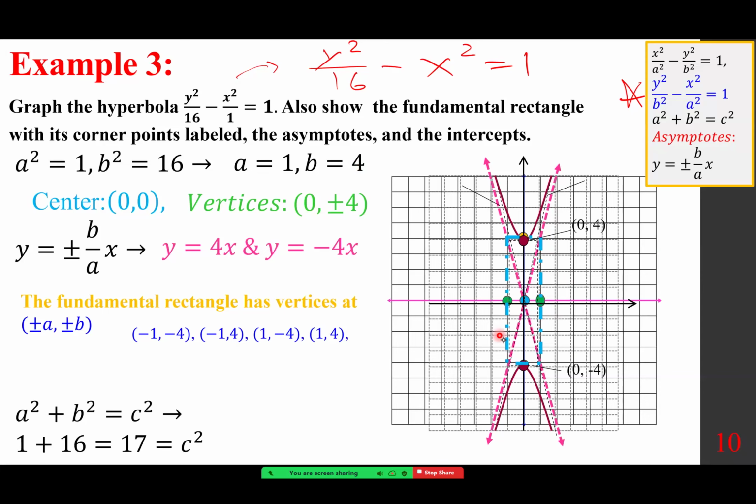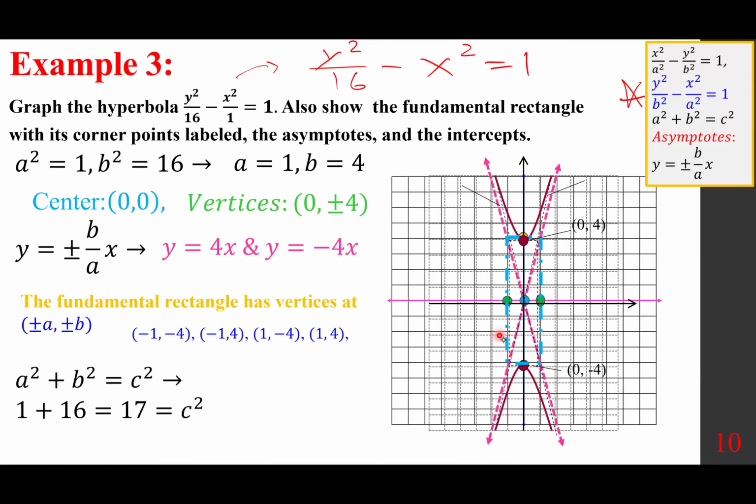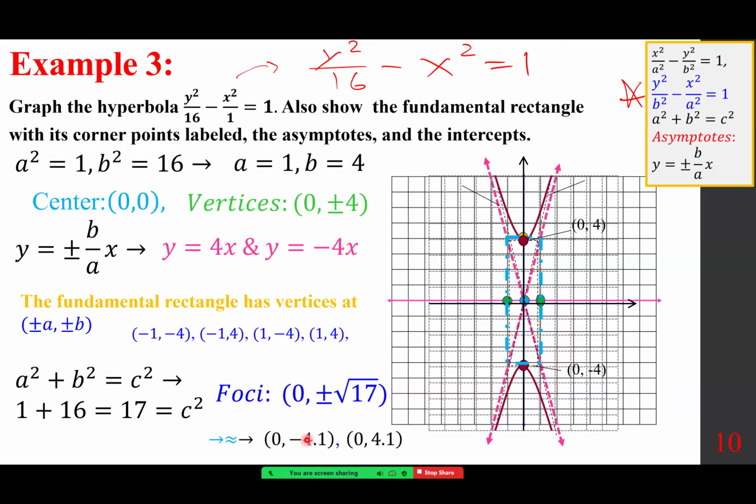But because we know the relationship between a squared and b squared is that a squared plus b squared equals c squared, which makes it 17, c is the square root of 17. So the foci, now here's what's interesting: the foci are no longer on the x-axis, but on the y-axis. So they're at 0, plus or minus square root of 17. For the sake of the graph, with the decimal representation, roughly 4.1, they are located at 0, negative 4.1, and 0, positive 4.1. Again, that's the exact answer and a rough estimate for the sake of the graph. So basically, we understand the differences and the way they open up.